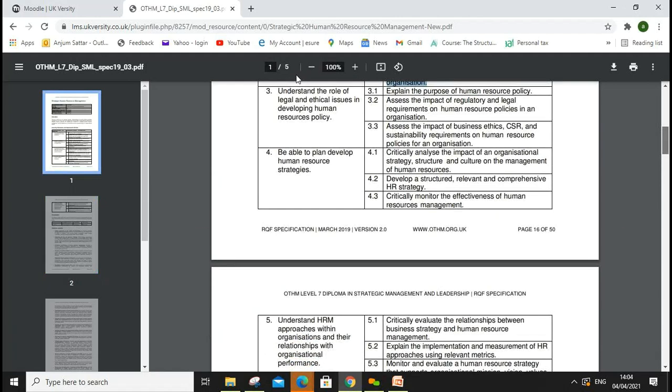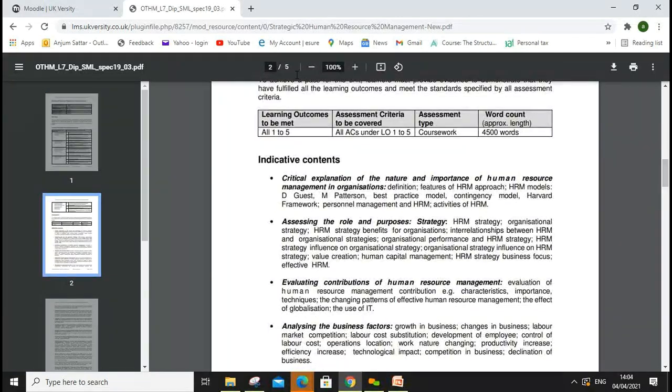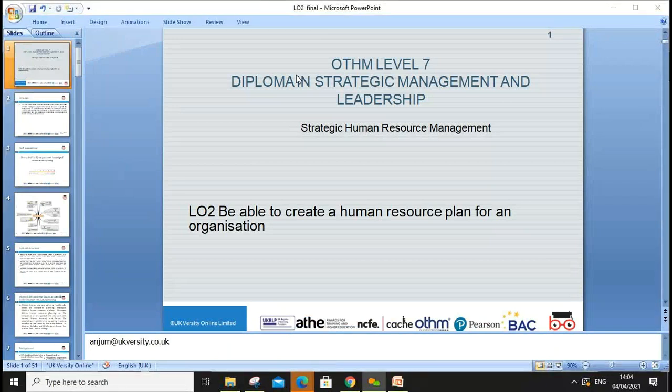In the next lesson we'll go through LO3, LO4, LO5. We have the indicative content of what we're supposed to learn. All of it is given in our slides as well. So please, if you have any questions, you can ask me.